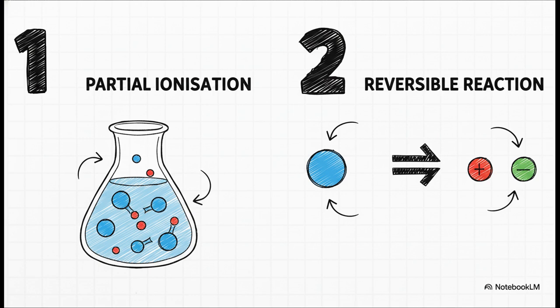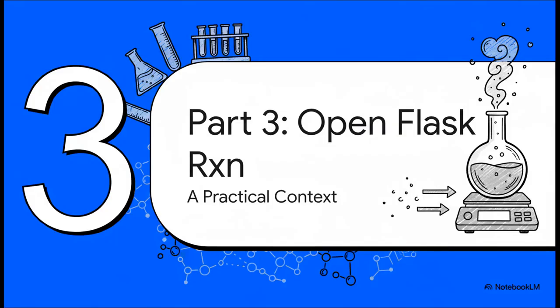But here's the bit people often forget. The second mark comes from explaining why that happens. And it's because the reaction is reversible. It's in equilibrium. You need both of those points for the full 2 marks. All right, on to the next section.